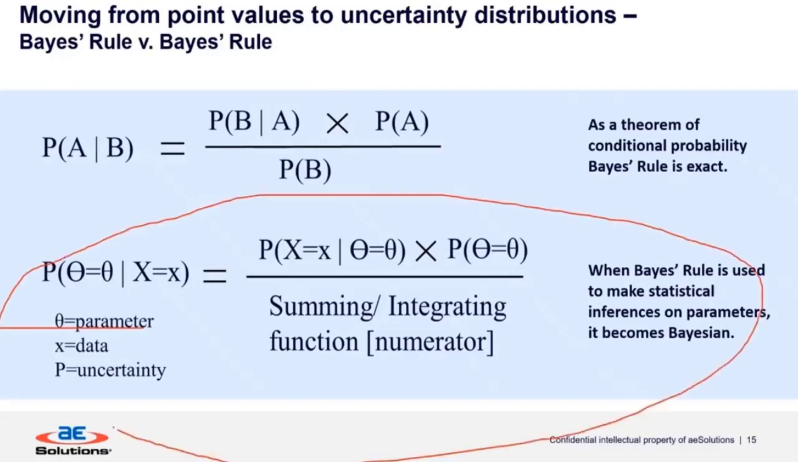And let me circle it, just kind of haphazardly there. When Bayes rule is used to make statistical inferences on parameters, it becomes Bayesian. And so we're using this second form of Bayes rule. And so this is another source of confusion. I learned Bayes rule in school as a theorem of conditional probability. What's so special about it? Well, it's the second one that we're trying to use here. And unfortunately, given the time, I'm not going to have time to go into it like I really want to.